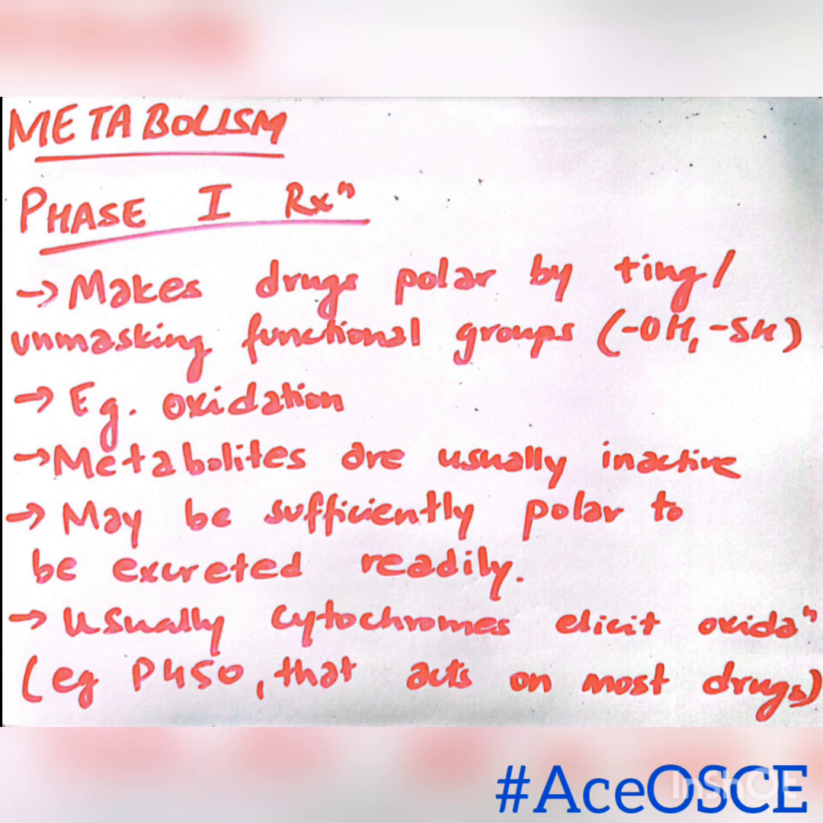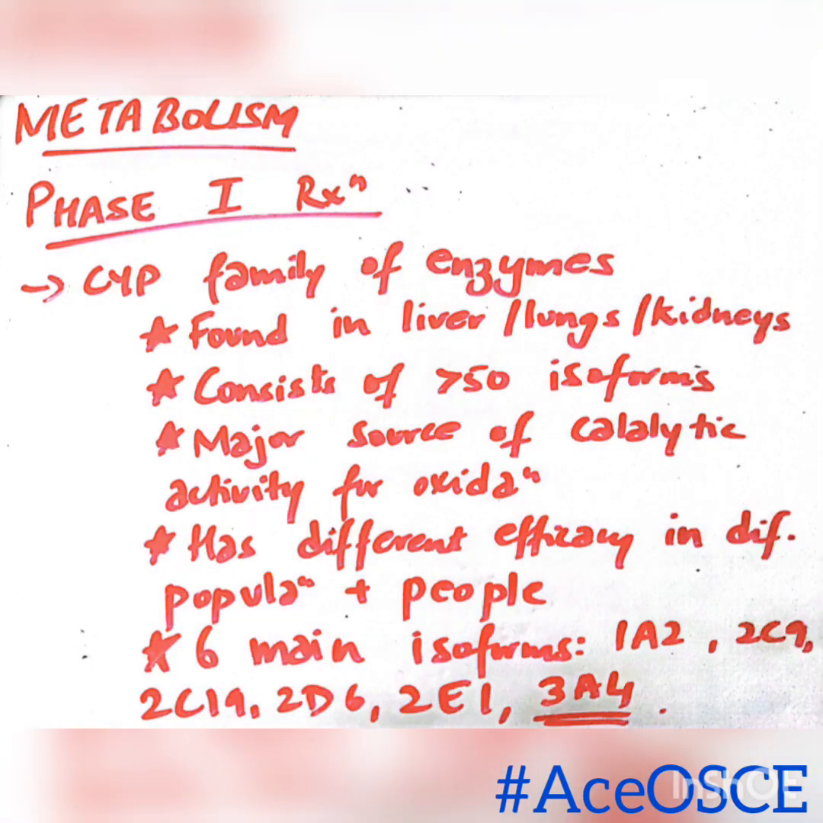So oxidation is the major pathway for phase 1 reactions, and cytochromes, or enzymes, are the ones that execute this oxidation for most medications during their metabolic phase. Usually cytochromes are enzymes that help in metabolism. For example, the P450, and this is the one that acts on most medications. The cytochrome family of enzymes is the most vast family of enzymes that helps in phase 1 metabolic reactions of most drugs. These are usually found in the liver, lungs, kidneys, or even the placenta. It consists of more than 50 isoforms.